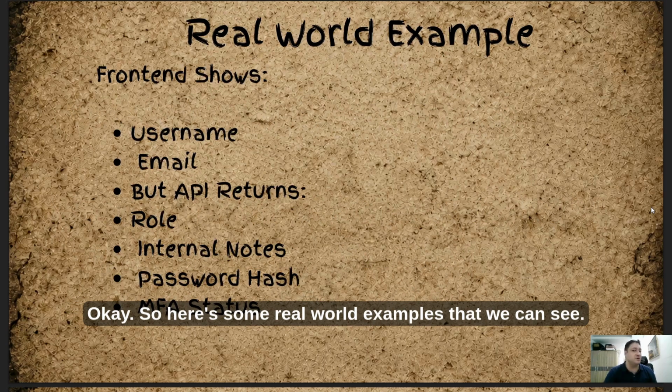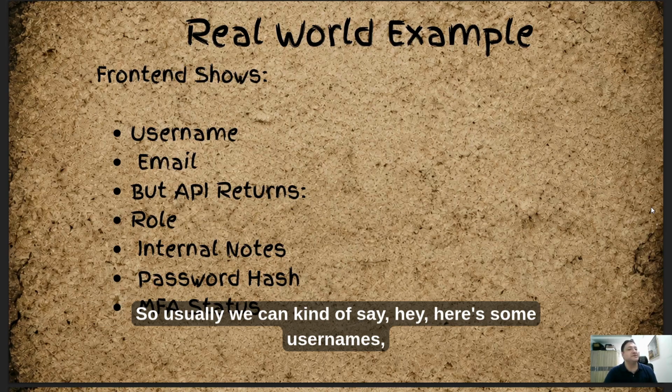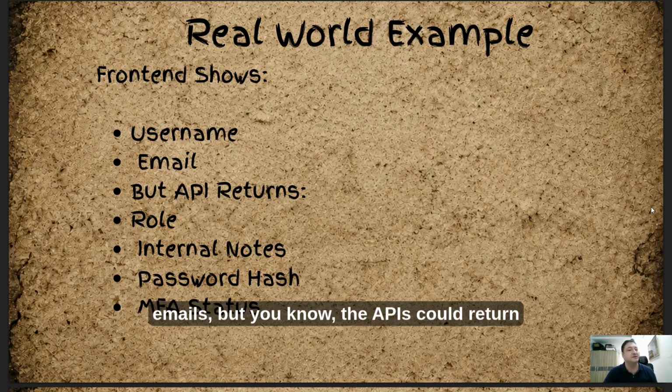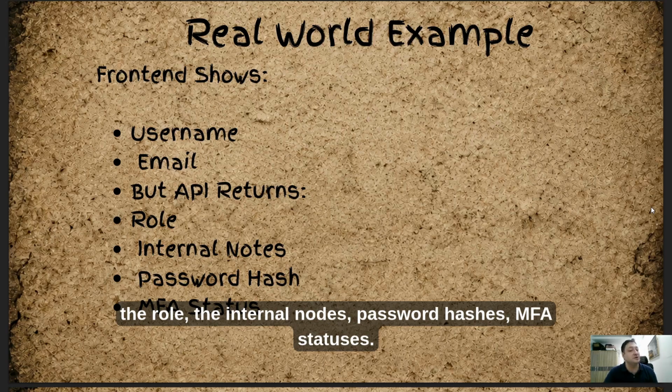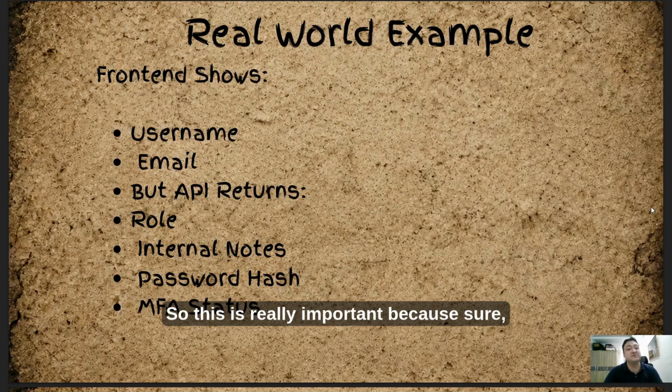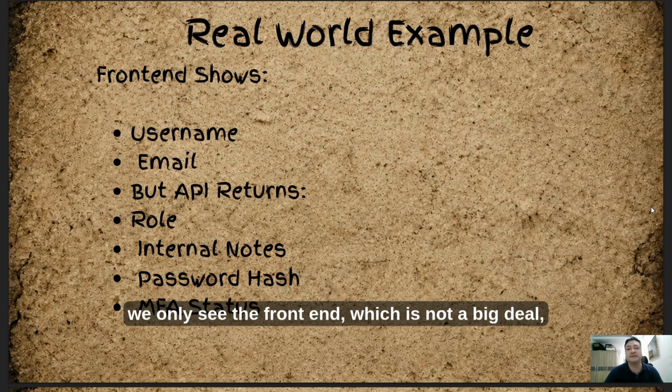Okay, so here's some real world examples that we can see. Usually we can say, hey, here's some usernames, emails, but the APIs could return the role, the internal notes, password hashes, MFA statuses. This is really important because sure, we only see the front end, which is not a big deal, but the back end is what gives us a lot of information.